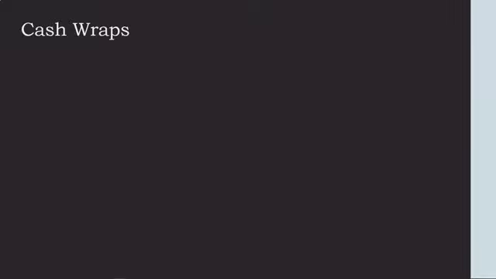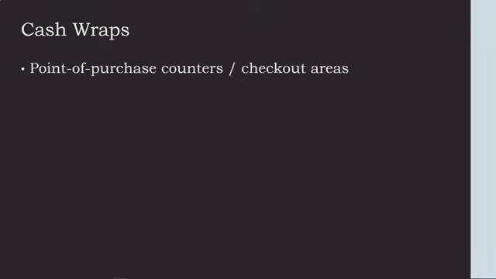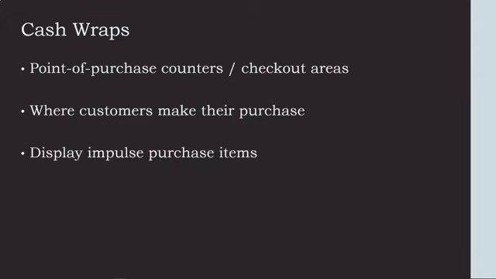The last feature area we discuss are cash wraps. Cash wraps are also known as point of purchase counters or checkout areas. This is the area within the store where the actual purchase of merchandise happens. Because customers often have to wait in line before making a purchase, this is a great place for retailers to place impulse merchandise.